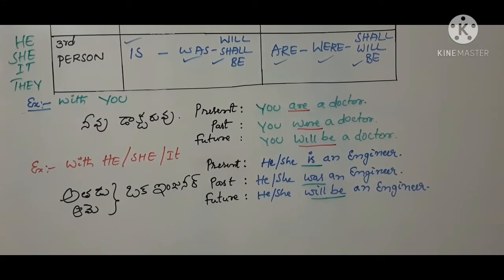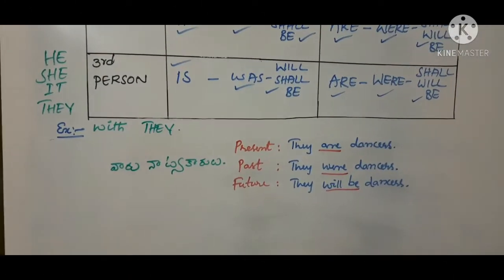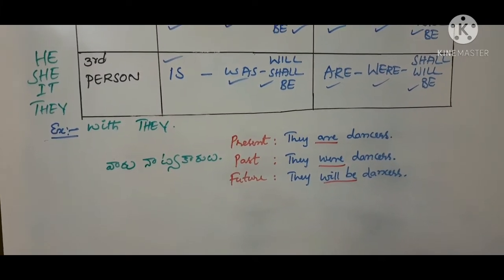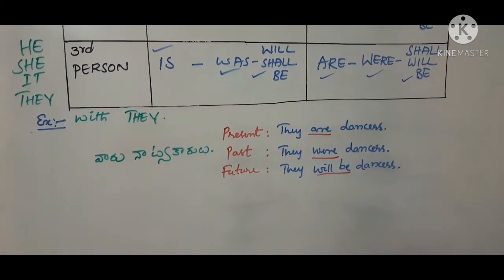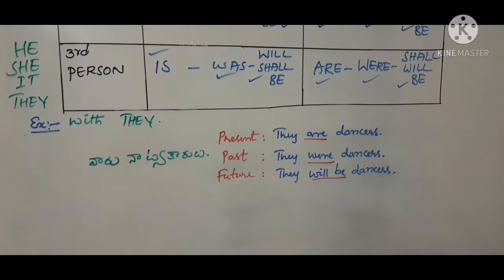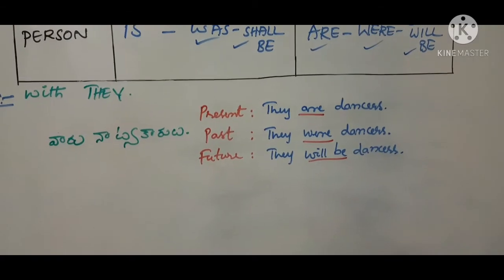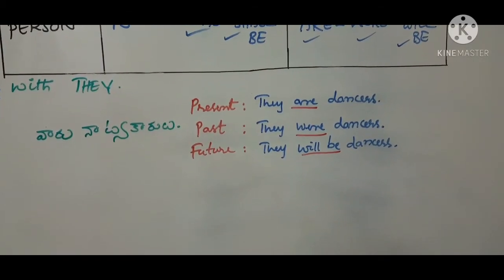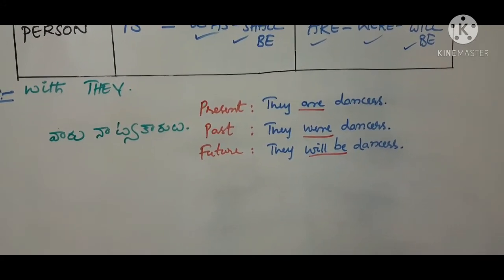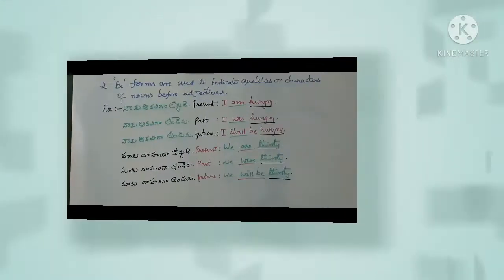Let us see the last one, third person plural, the example with they. They, a plural pronoun, in a sentence and its association with the be forms to make tenses. 'Varu natyakarulu.' Present tense: they are dancers. Past tense: they were dancers. Future tense: they will be dancers. So the words underlined with red mark, are, were, will be, are be forms, and they help us to form tenses.